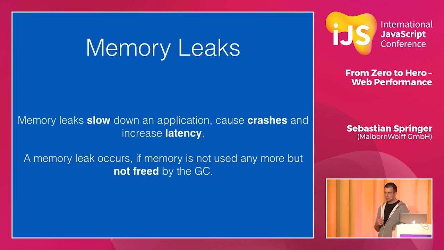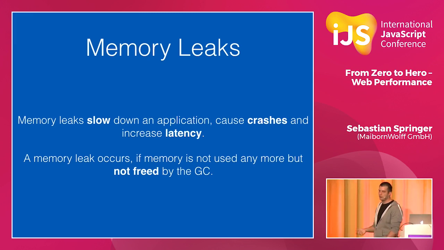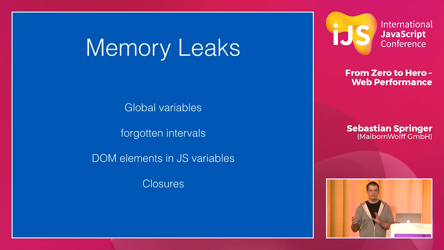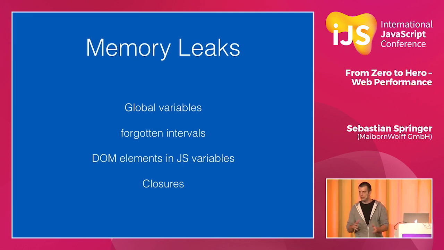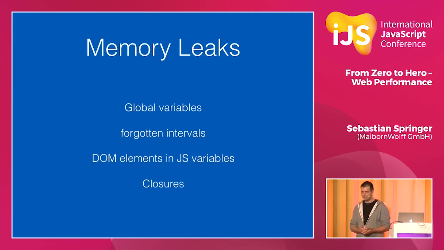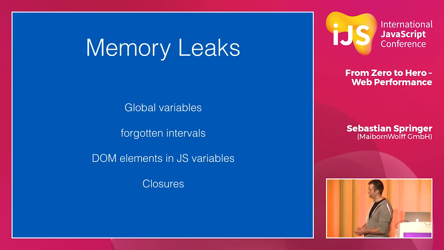When do memory leaks occur? Simply when the garbage collector is not able to free memory. And that's easy, because if you're using global variables, you have always a reference on that piece of memory, and it gets not freed. So if you have the idea of caching all the stuff in a global variable, it's not the best idea you have.